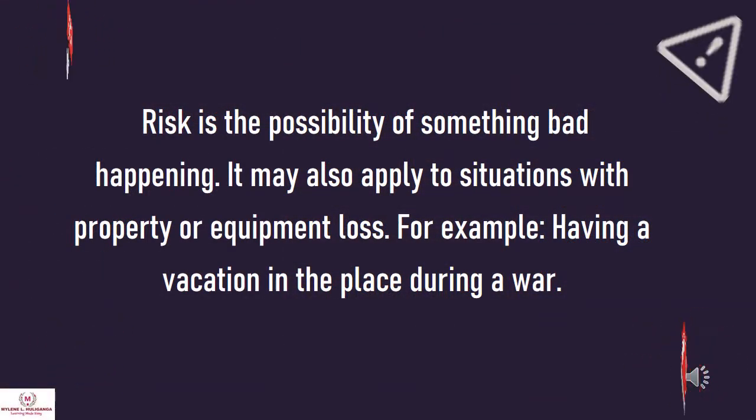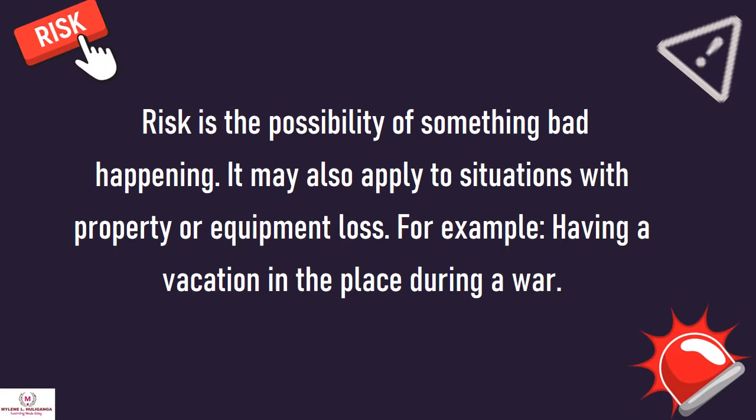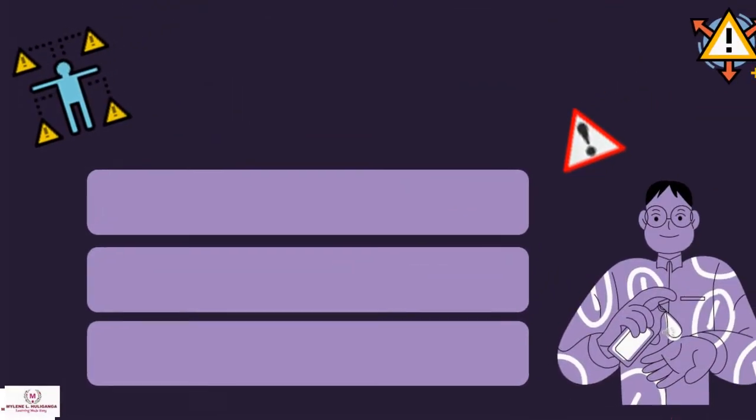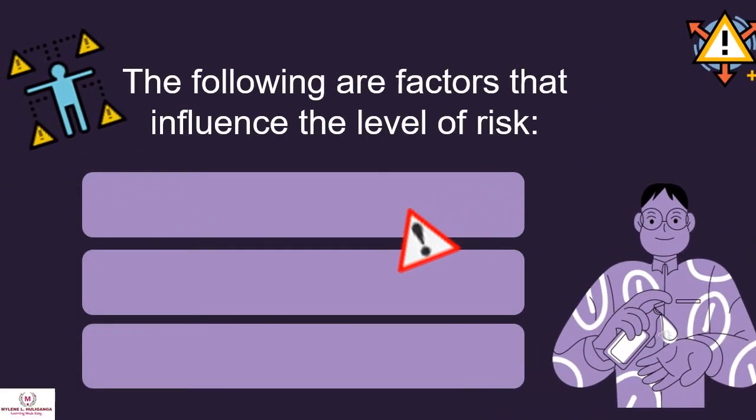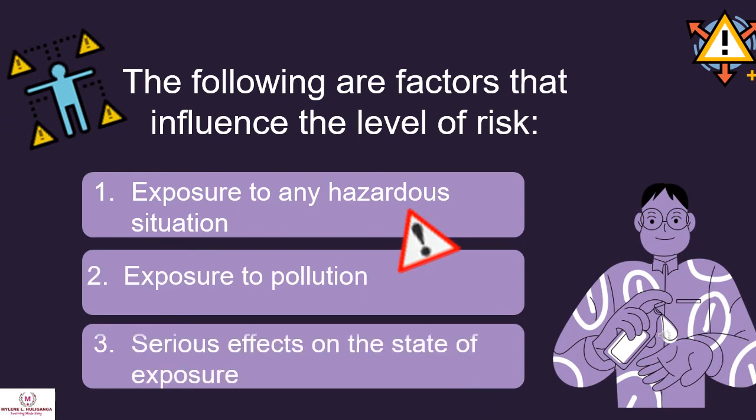Risk is the possibility of something bad happening. It may also apply to situations with property or equipment loss. For example, having a vacation in a place during a war. The following are the factors that influence the level of risk. Number 1, exposure to any hazardous situation. Number 2, exposure to pollution. And number 3, serious effects on the state of exposure.